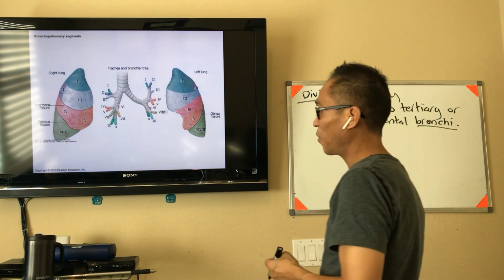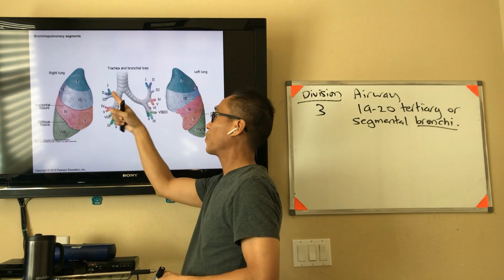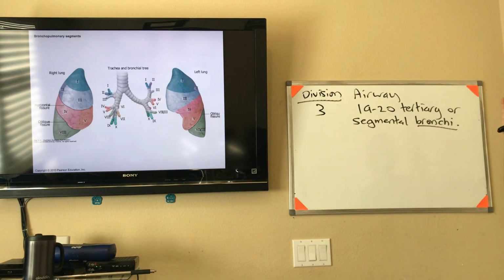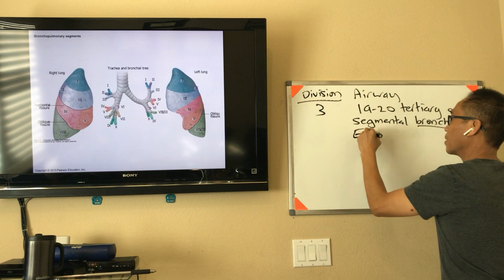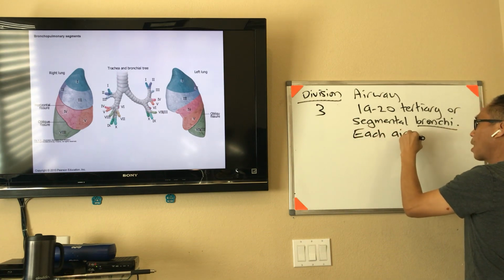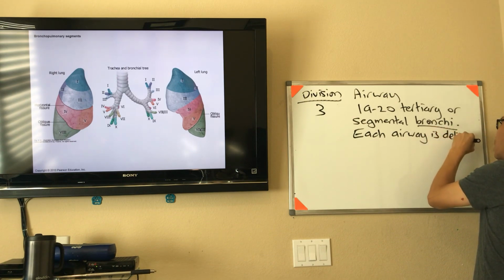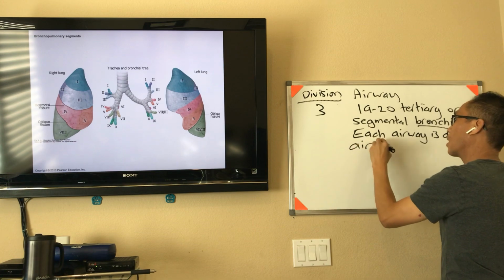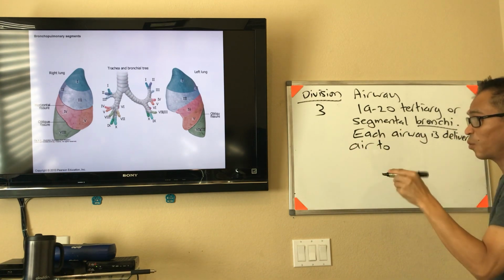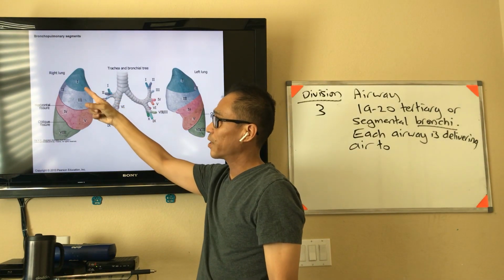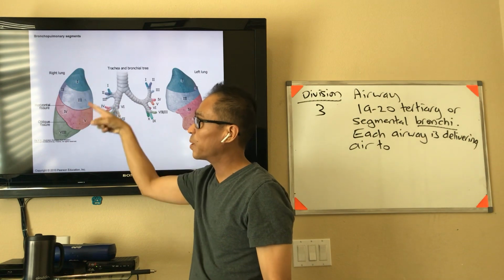In this one, it's already color coded for me, so I didn't have to do it. You can see they're numbered with Roman numerals. You don't have to know the Roman numerals. Just know that all the colored ones are considered the third division tertiary bronchi, or you can call them segmental bronchi, because each airway is delivering air to a segment of a lobe. As you can see from the picture, it's color coded. For example, this airway is bringing air to this segment of the superior lobe.